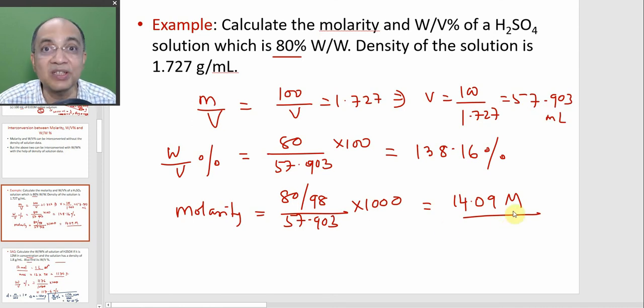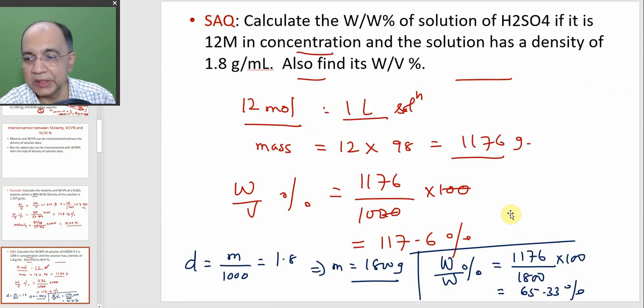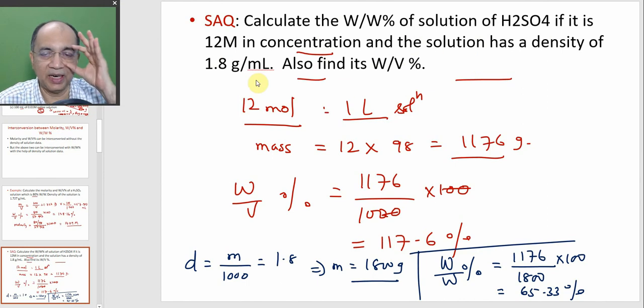It's a very concentrated solution. The more the molarity, the more the W by W percent, the more the W by V percent of a solution, the more is its concentration. It is a more and more concentrated solution. Now this is another problem where I will give you the molarity data, a 12 molar solution, same sulfuric acid, and you are asked to find its W by W percent and also W by V percent. The density data has to be given.